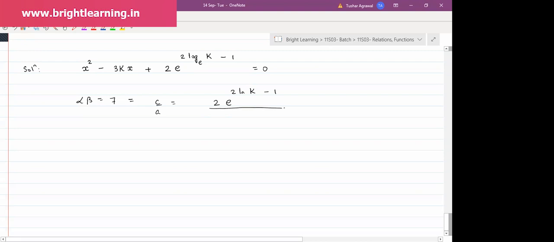This is my c, upon a, which is 1, correct? So 7 is equal to 2 times e raised to 2 log k minus 1.